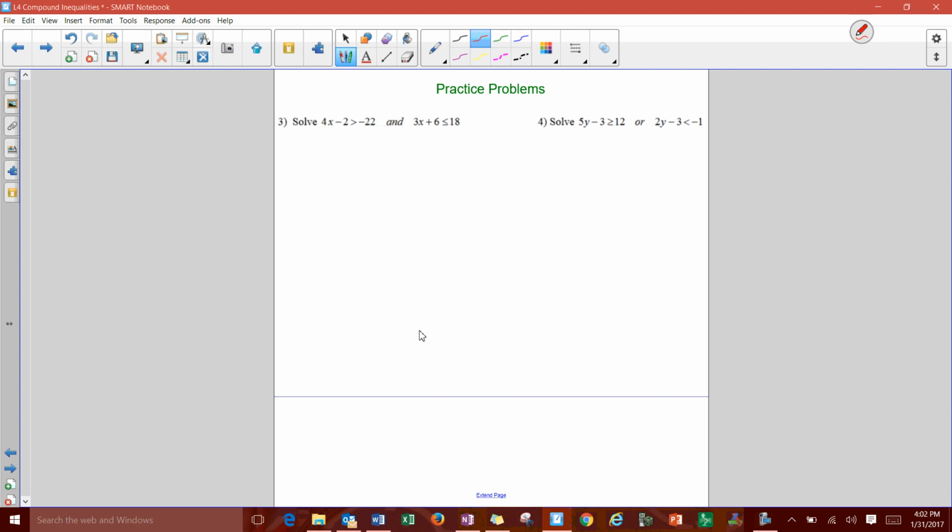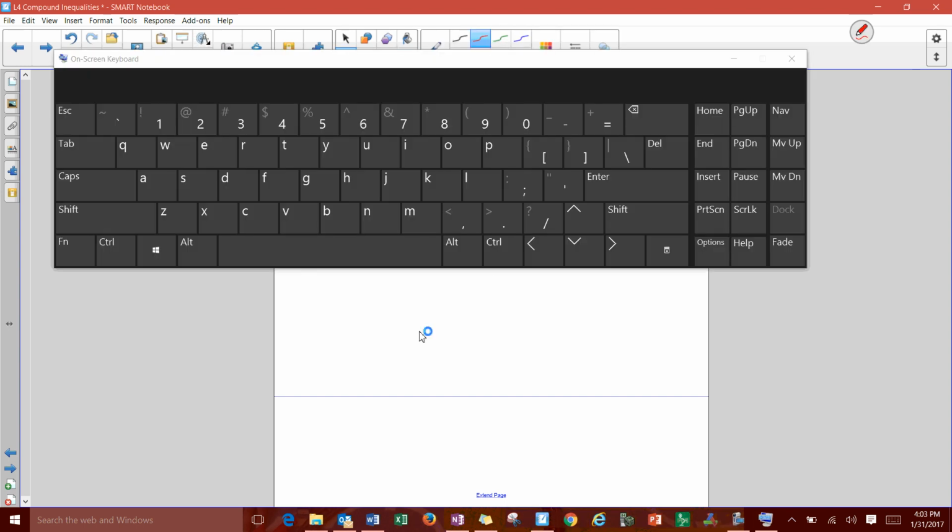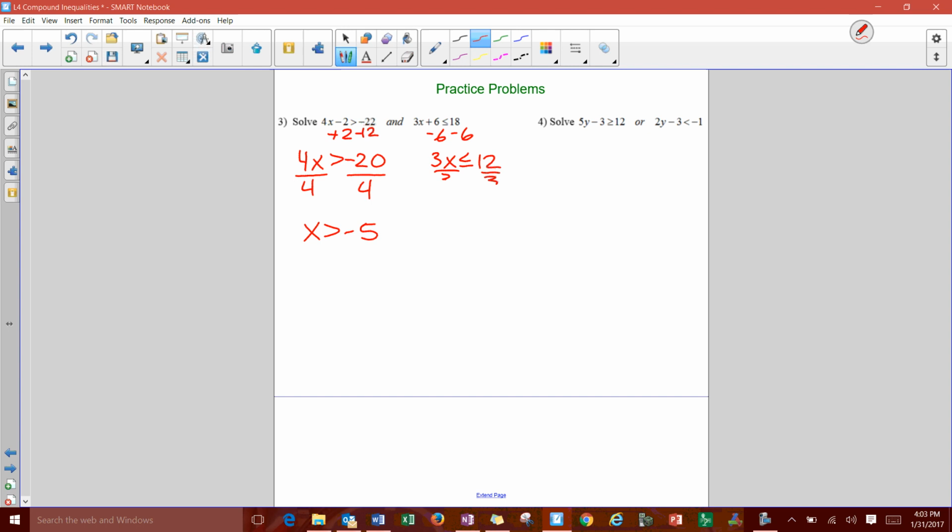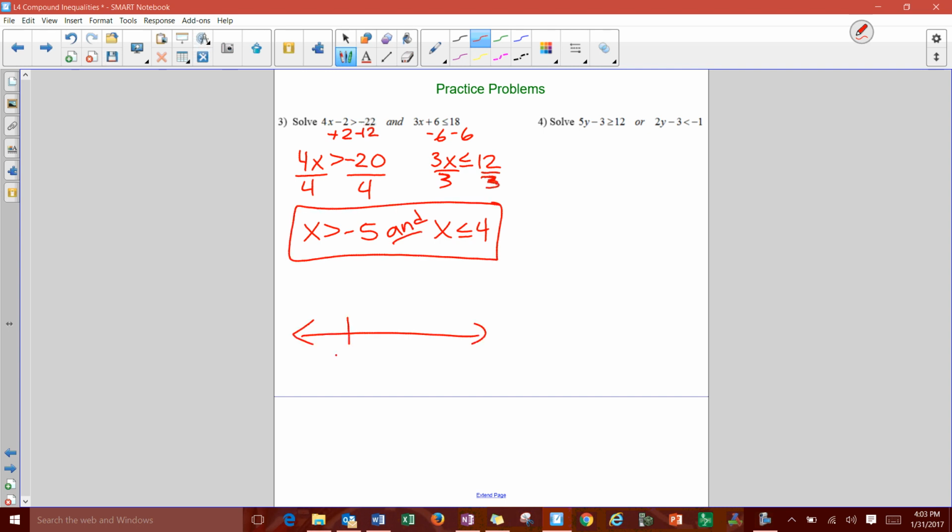All right, a couple more practice problems. So again, go through and solve each of these inequalities. So I'm going to add 2 to both sides. I'm going to divide both sides by 4. I get x is greater than -5. Here I'm going to subtract 6. And then I'm going to divide both sides by 3, so I'm going to get x is less than or equal to 4. Don't forget the word and in the middle, right? So there's my solution algebraically.